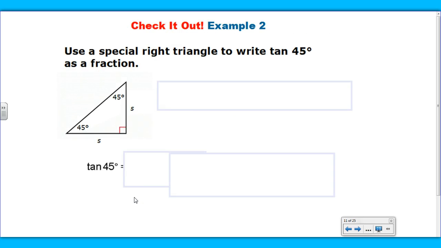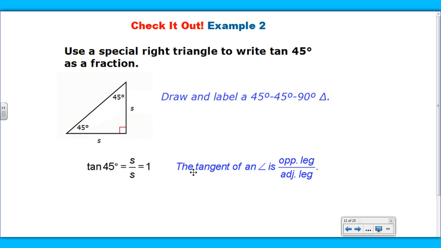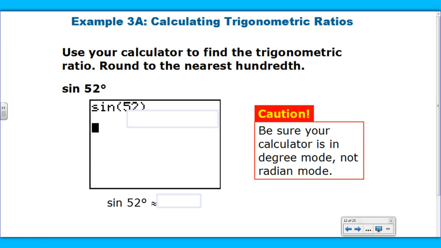We can use a special right triangle to write the tangent of a 45-degree angle as a fraction. So once again, you could draw it, or it's drawn for you here. And if we have a 45-degree right triangle, then we have an isosceles triangle, don't we? We have two 45-degree angles. And tangent of the 45-degree, tangent, TOA, opposite over adjacent. Interesting. Opposite over adjacent equals 1. So it's kind of a cool ratio in our 45-degree right triangle. Okay, we can use our calculator to find trigonometric ratios, and why don't we do that?